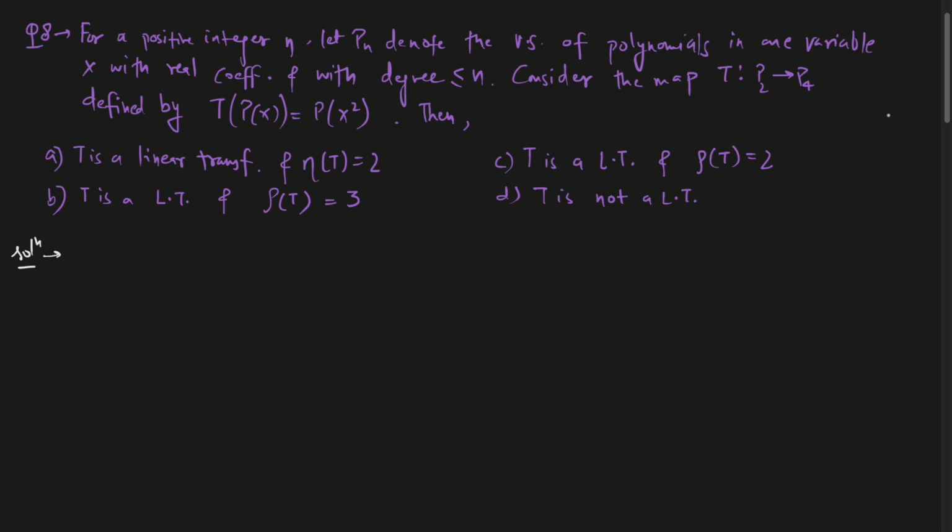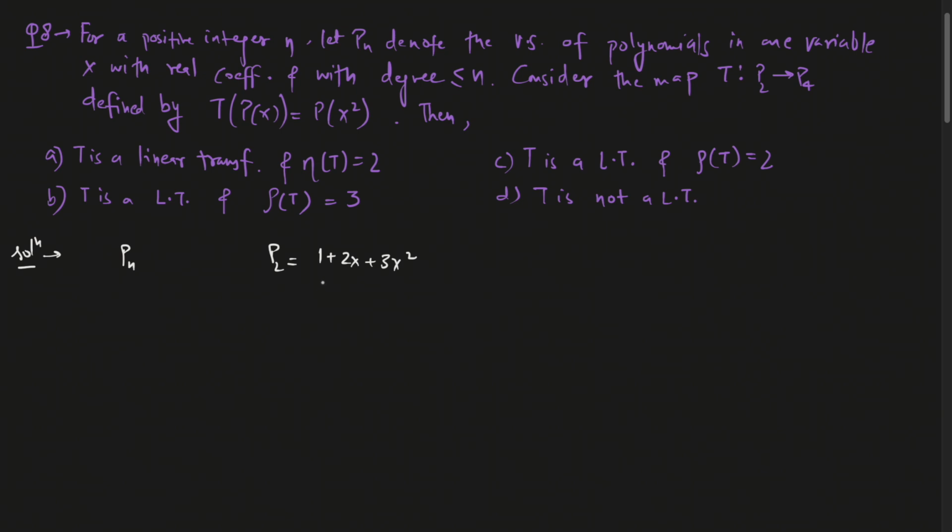So they are saying that Pn denotes a vector space of polynomials in one variable. So there is only one variable x, and it also has real coefficients and degree less than or equal to n. So for example, if we have P2, what is P2? P2 is nothing but, let us suppose, 1 plus 2x plus 3x square. Let us suppose this is P2.